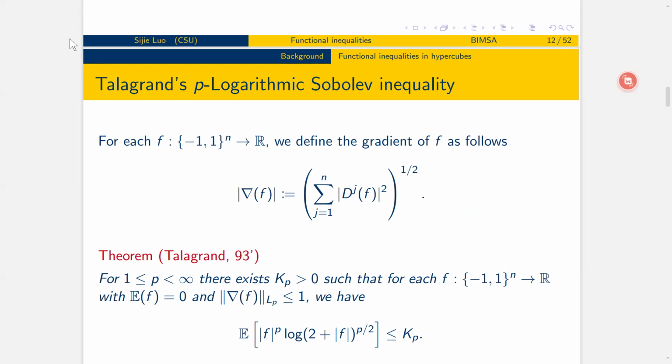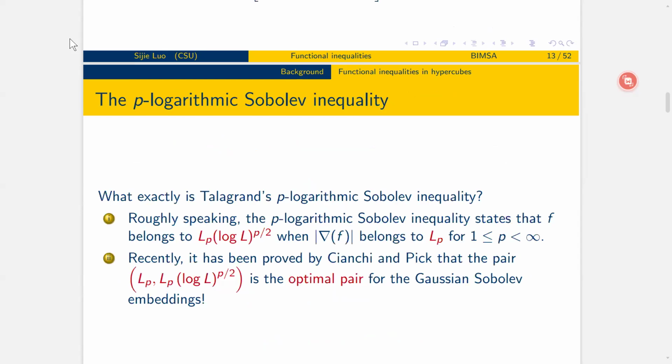It looks a little bit strange. It means that if f is a mean zero function and the L^p norm of the gradient of f is strictly smaller than 1, then this one is bounded. And this one you can view as a p-log-Sobolev inequality. Why? Because we can see the following. In the Talagrand result, we can state it as follows.